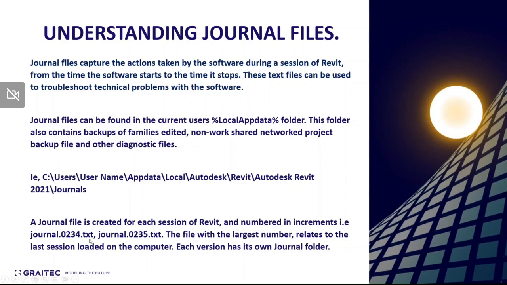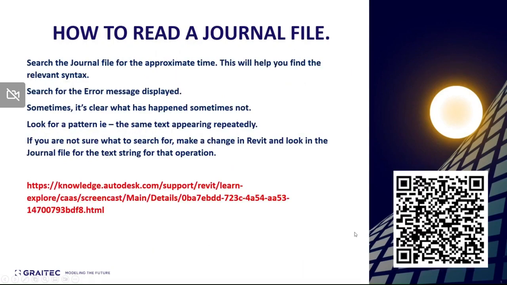The journal file will typically be identified like this. It will say the word journal. It will then have a number which auto indexes, and generally the latest journal file is the highest number, and then as you can see it's got a text file associated with it.